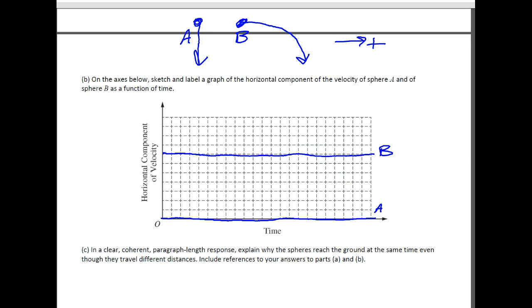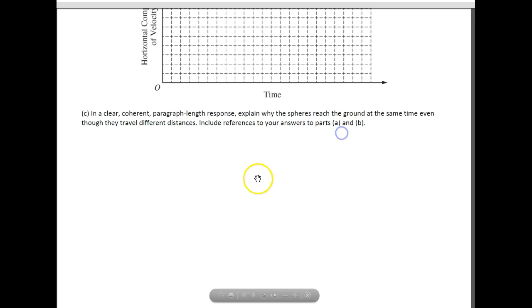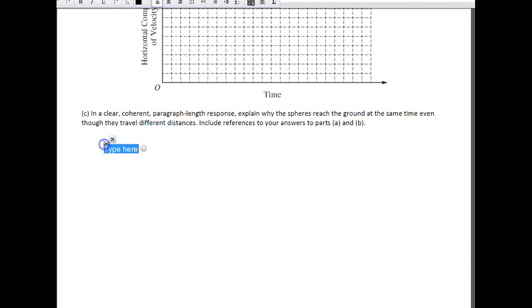The last thing they want us to do is write, in a clear, coherent paragraph length, an explanation of why the spheres reach the ground at the same time even though they travel different distances. Include references to parts A and B. It does not have to be a paragraph as long as it's paragraph length. Here are some things you want to think about. First, we need to indicate that the difference in horizontal motion does not affect the vertical motion of the spheres.